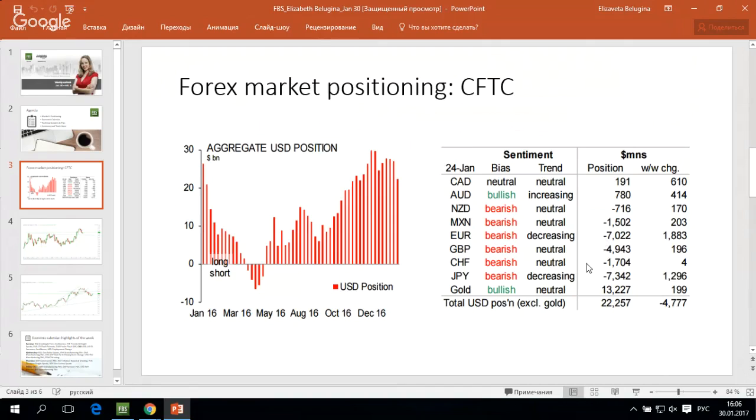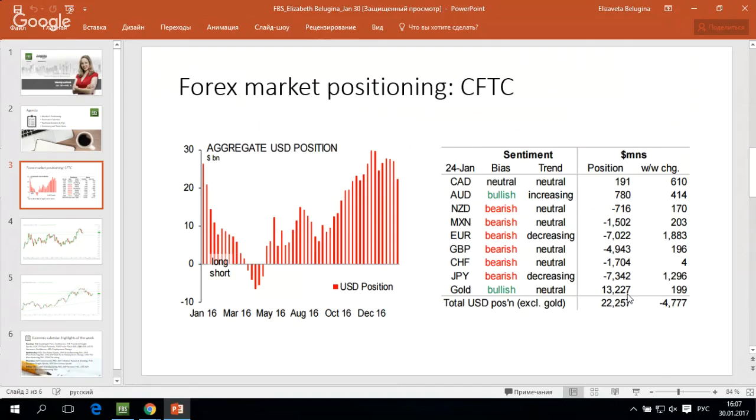Still, we can see that the euro net bearish position is still the largest among these currencies. Then there is a sizable bearish bet against Japanese yen, although it has decreased during the past week. There is still a rather large position against the British pound. We can see minus almost $5 million in total, this position.